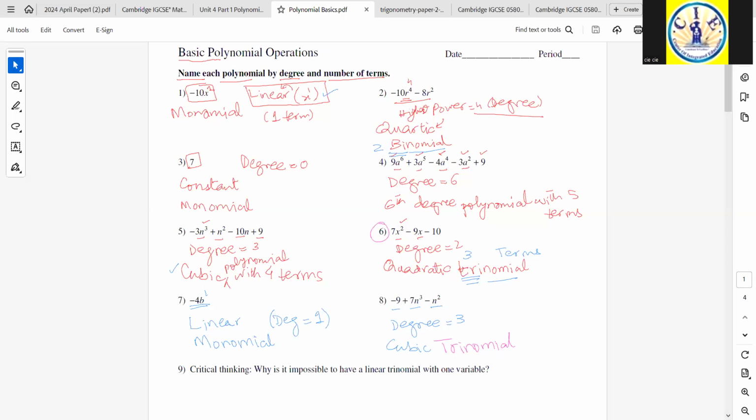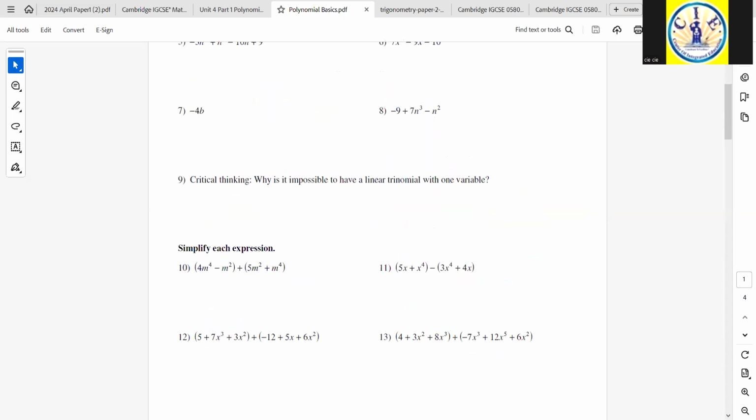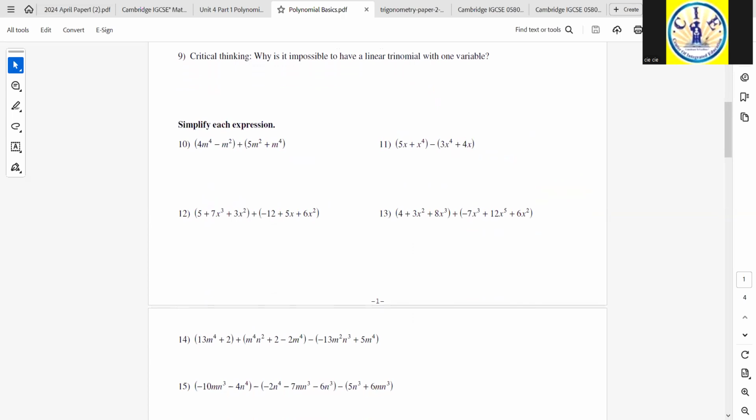Okay. Now after this, let's have something to work with. That is the addition and subtraction of the polynomials. The subtopic is adding or subtracting polynomials.